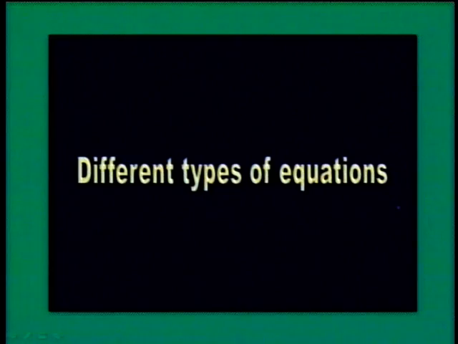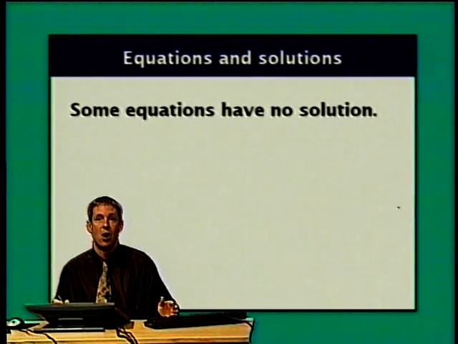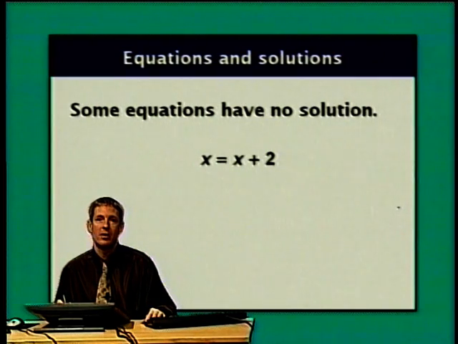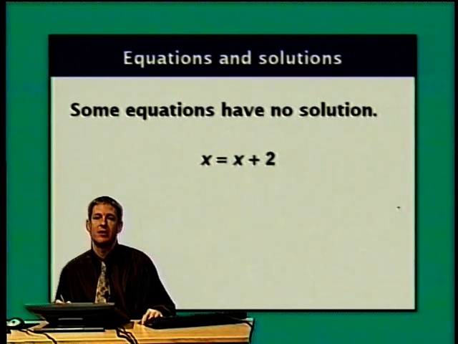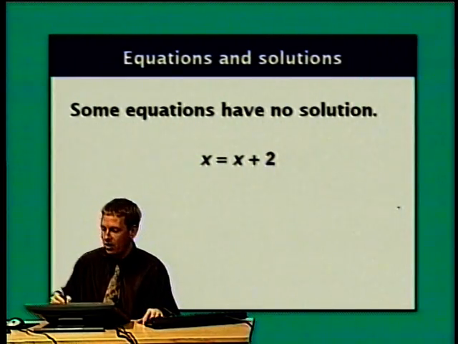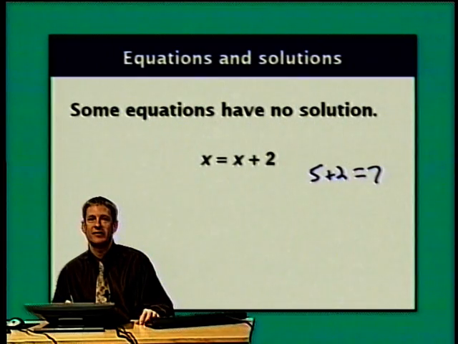All right, let's talk about different types of equations. Some equations have no solution. For example, x equals x plus 2. What number can you add 2 to and end up with the same number that you started with? There is no number you can add 2 to and end up with the same number you started with. If you start with 5 and you add 2 to it, you don't have 5 anymore. You have 7.